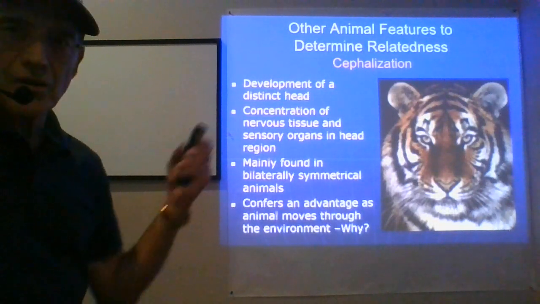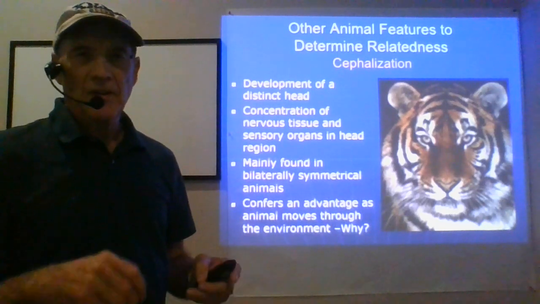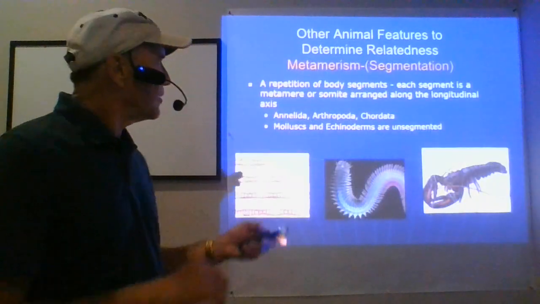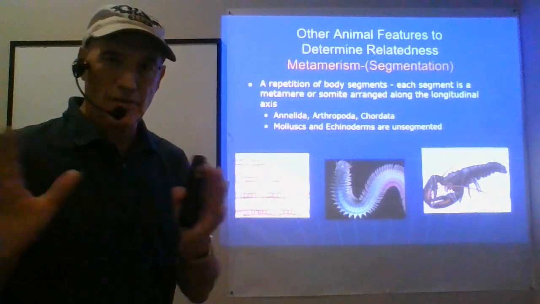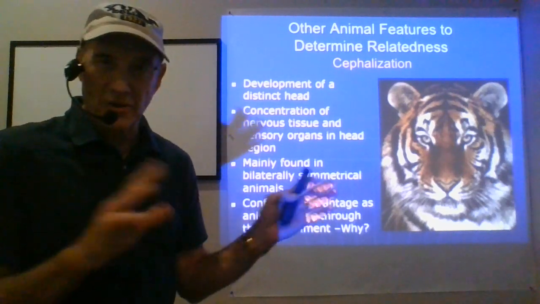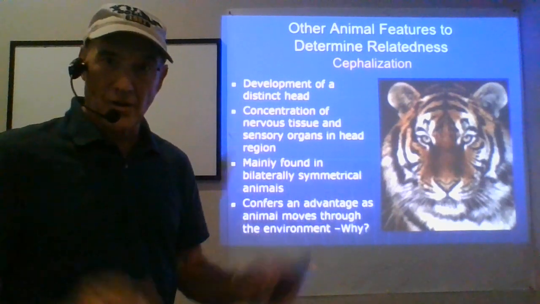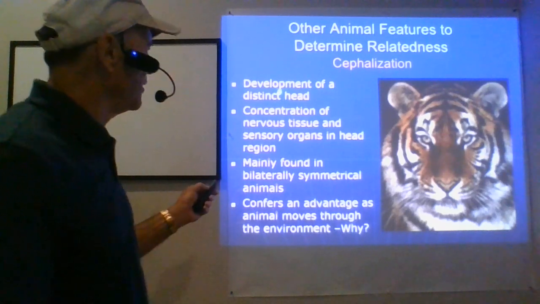This is outside of the protostome deuterostome thing. This feature was outside the protostome deuterostome thing also. It's just another feature in general you could look at. And same with this. This is just another feature in general you can look at. Do they have a head or not? Cephalization. Development of a distinct head.